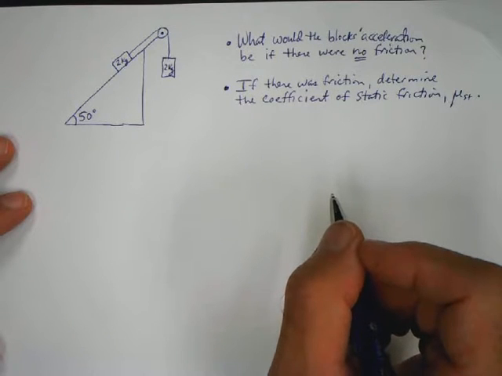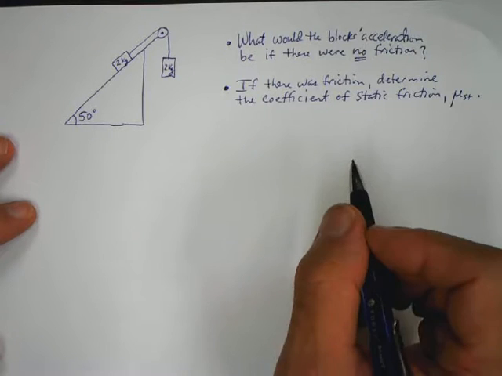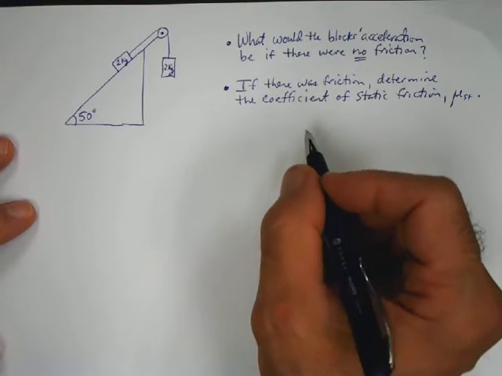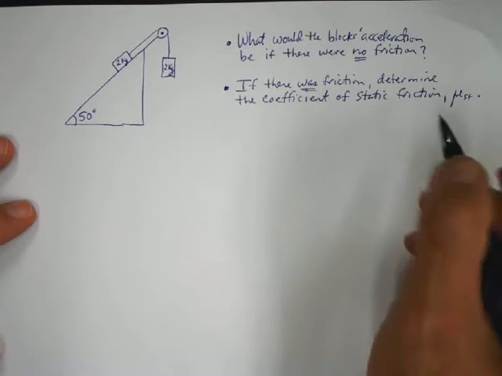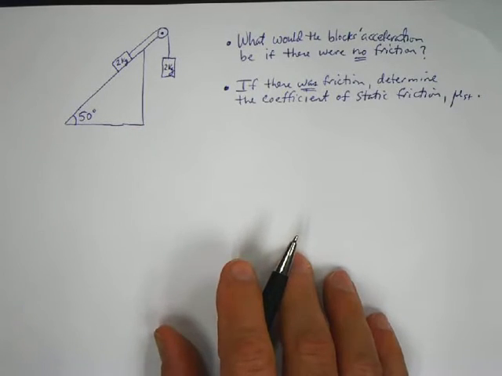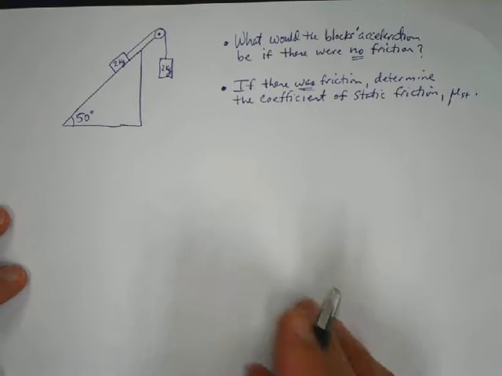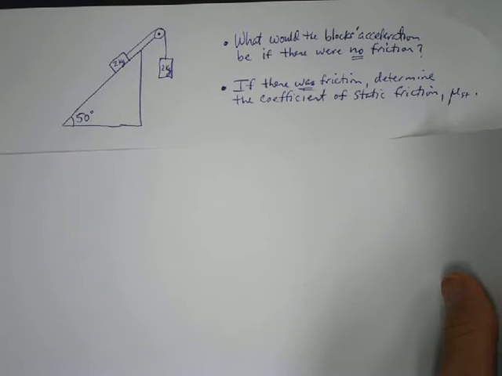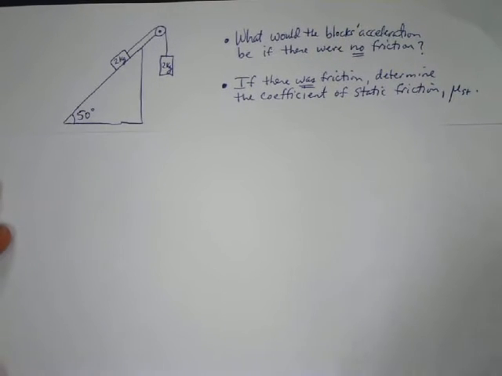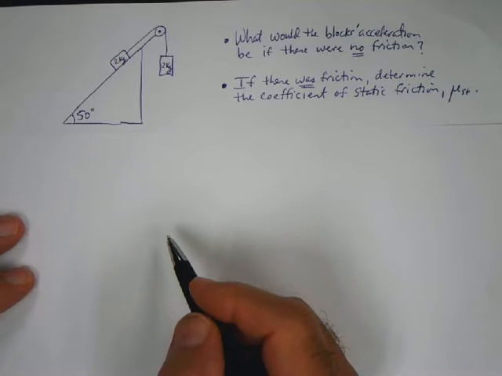So we'll do that problem first. And then a second part could be, well, what if there was friction? Then determine what the coefficient of static friction would be. Okay? So I'm going to get a couple of sheets of paper here to overlay on top of it. And we'll start the first part of the problem.